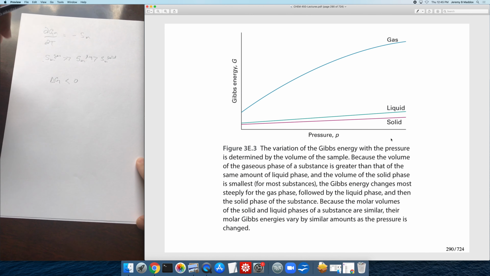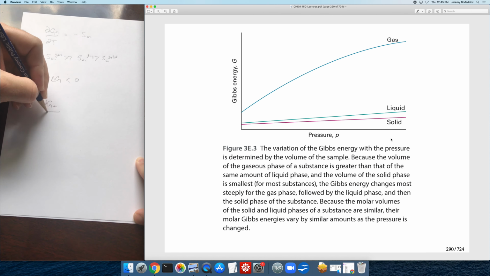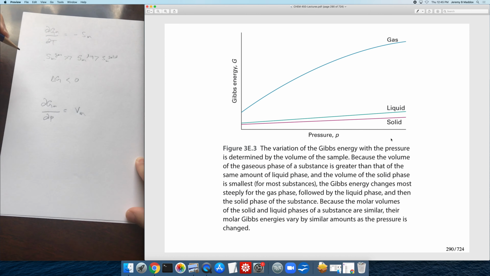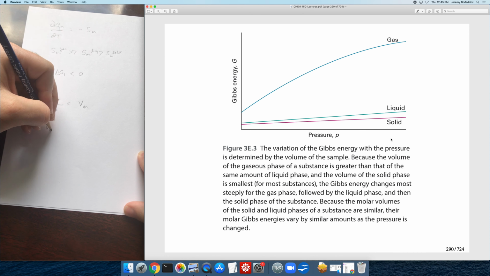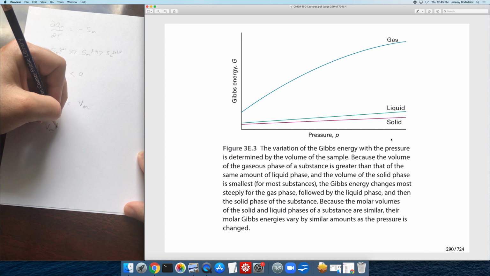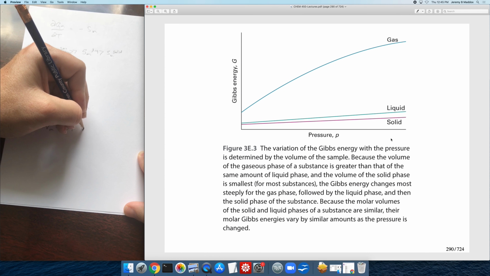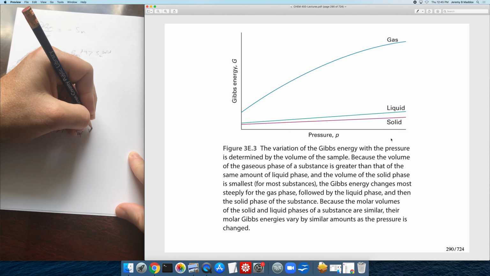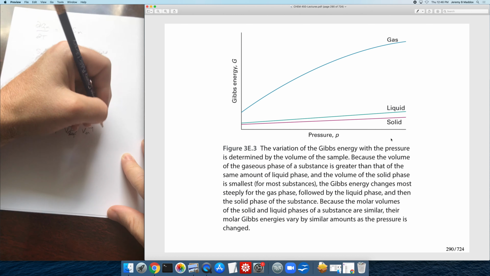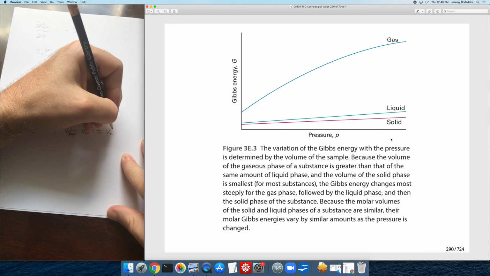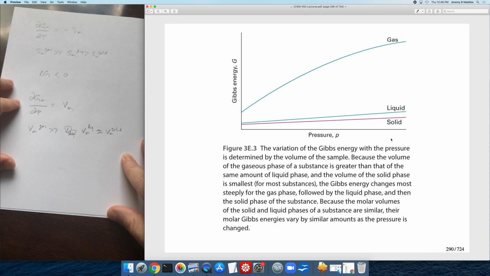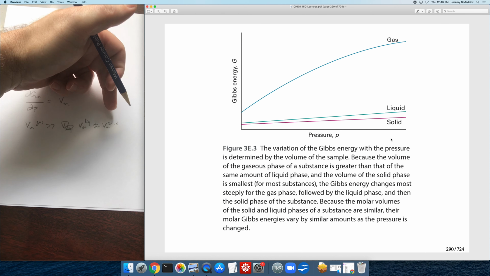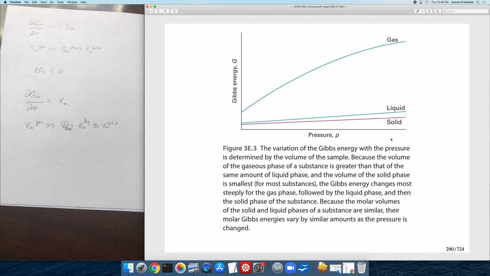This figure is illustrating the relationship between molar Gibbs energy and molar volume. Here we have that the molar volume of a gas is much, much larger than that of a liquid. Oops, I should have drawn that as Vm liquid. And that these are somewhat comparable to one another. For some substances, the solid has a larger molar volume. For other substances, it's the liquid.